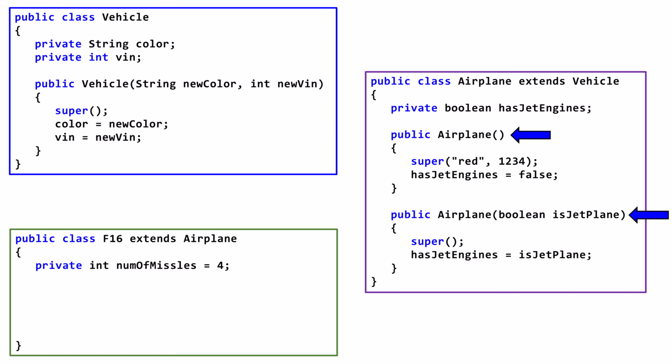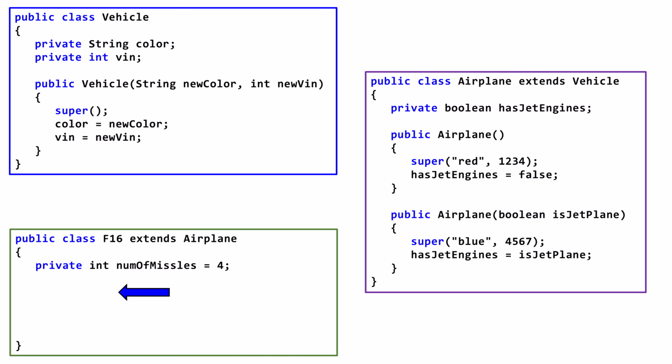Airplane has two constructors. The first line calls the constructor in the superclass and passes a string followed by an int. Those arguments get passed to the matching constructor in the superclass. The second constructor has a call to a superclass constructor and passes no arguments. This will generate an error because there is no matching constructor in the vehicle class. We need to modify this call to pass a string followed by an int so it will work with the available constructor in the superclass.